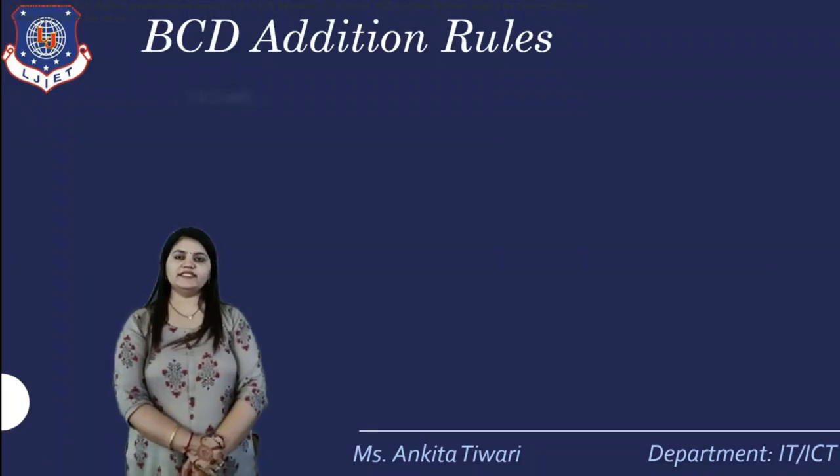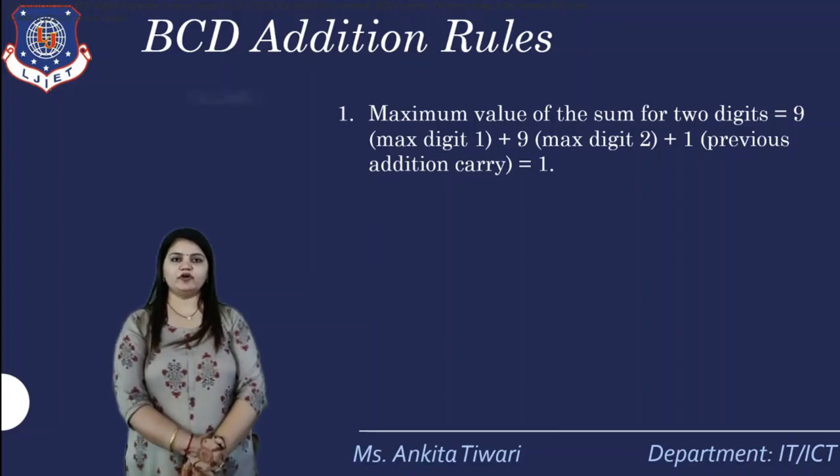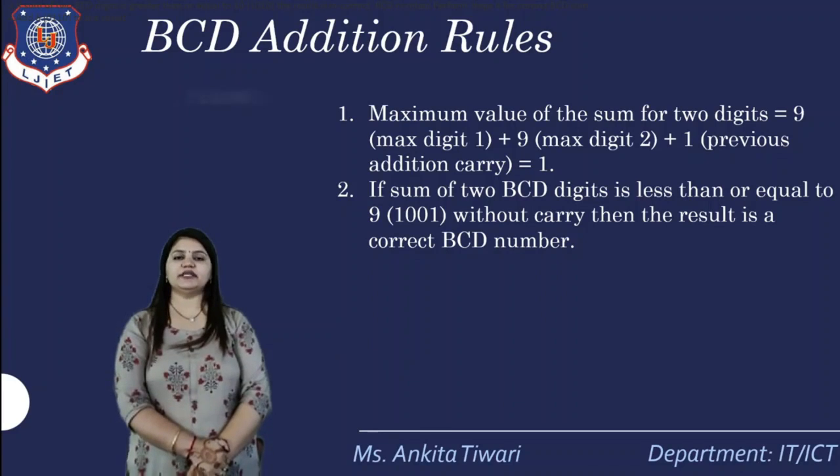Now, first of all, we'll start with the BCD addition rules. Here, the maximum sum of the two digits should be 9, and the previous carry will be 1. So this is what the maximum value is. The next BCD rule is, if the sum of the two BCD digits is less than or equal to 9 without carry, then the result is a correct BCD number.